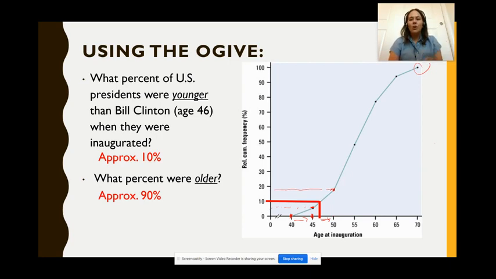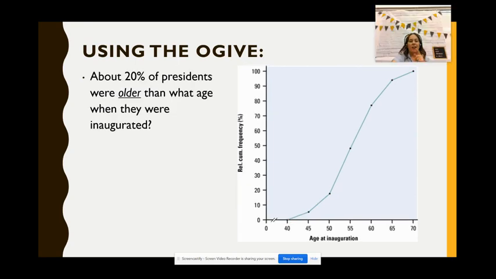But here's the thing, we can use it both ways. Check this out. All right, what about this? About 20% of presidents were older than what age? So not only can I go from the x-axis, follow it up and over to the relative cumulative frequency, but if I know a percentile, if I know a percentage, I can follow it over and down as well. So if about 20% of presidents were older, that really means 80% were younger, 20% older, 80% younger, then what age when they were inaugurated?